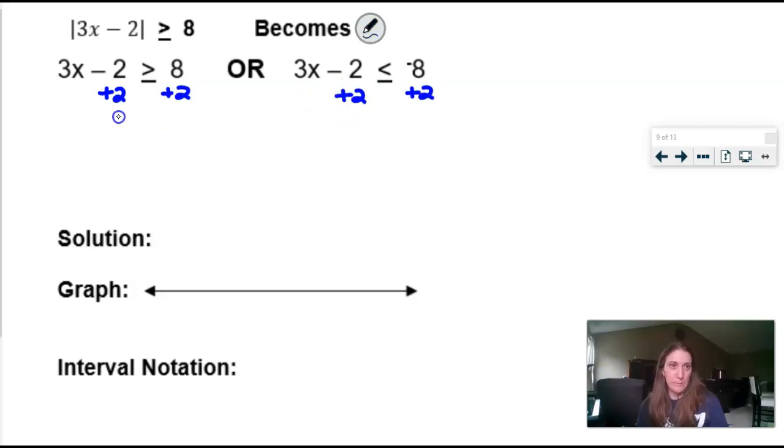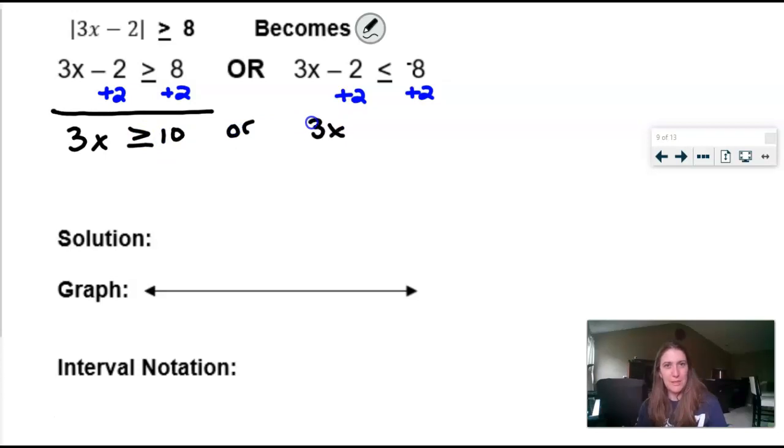So we have 3x greater than or equal to 10. I'm going to bring the or with me. 3x is less than or equal to negative 6. And then divide both sides by 3.